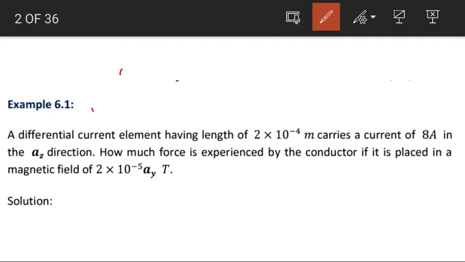In question number 6.1, a differential current element having length of 2 × 10^-4 meter carries a current of 8 ampere in the AZ direction. How much force is experienced by this conductor if it is placed in a magnetic field of 2 × 10^-5 AY Tesla?